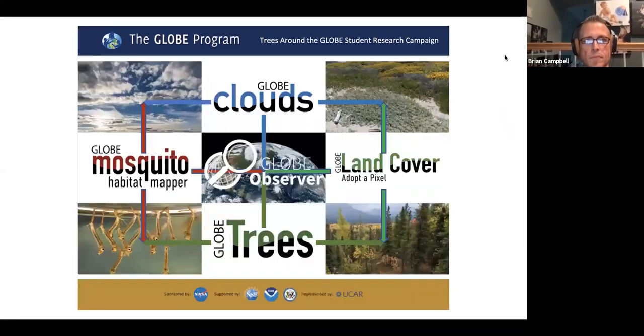Next, please. And one thing we like to reinforce, and I know some of my colleagues might do this as well, with the campaign, what we always recommend is that when you're out taking a tree height observation and you're in that same location, look around and take a land cover observation. Look up, take a cloud observation, and then look to see if there's any potential mosquito habitats. When you have multiple measurements in the same location at the same time, it really helps to paint a picture of that local environment and helps us understand that larger picture of how our planet's changing over time.